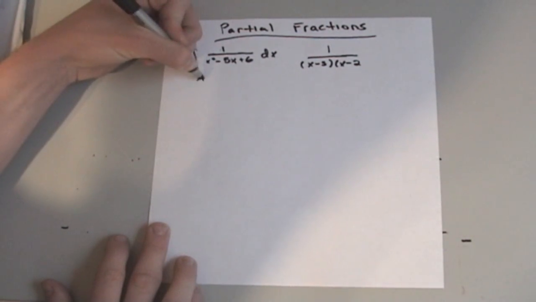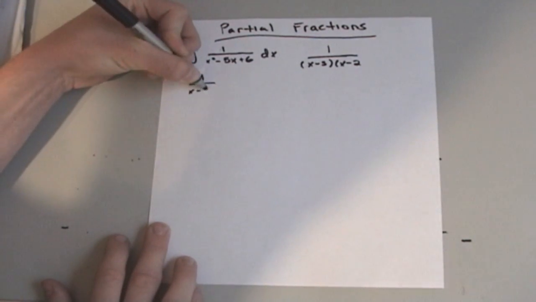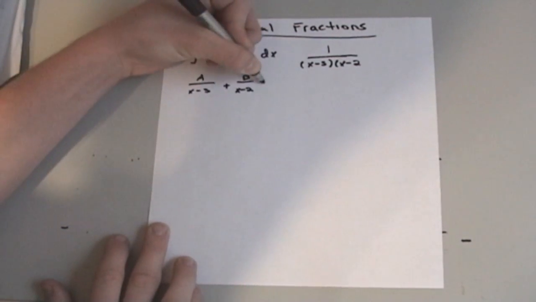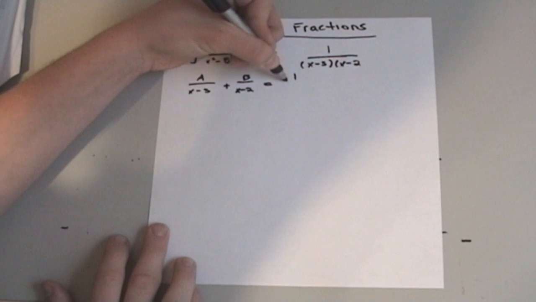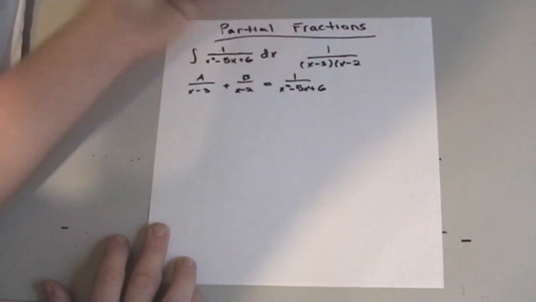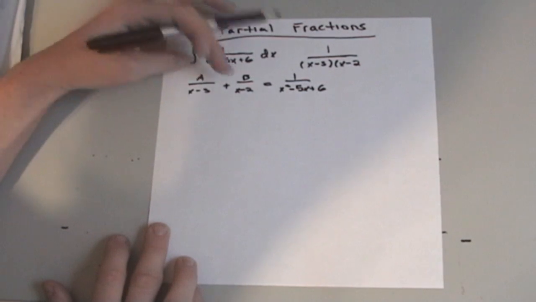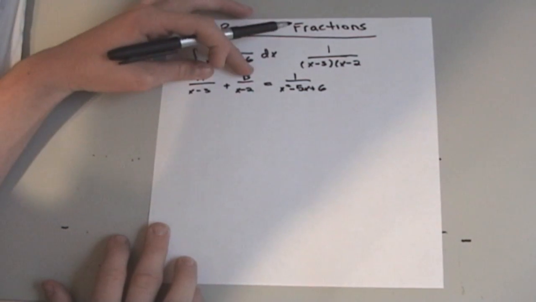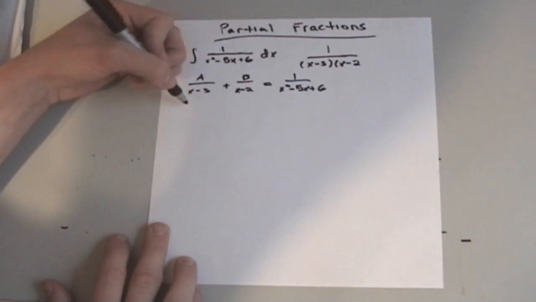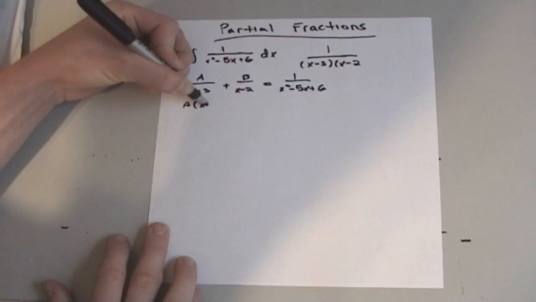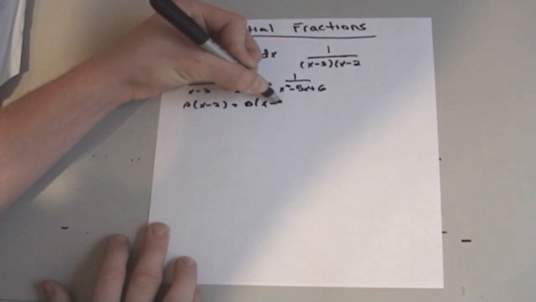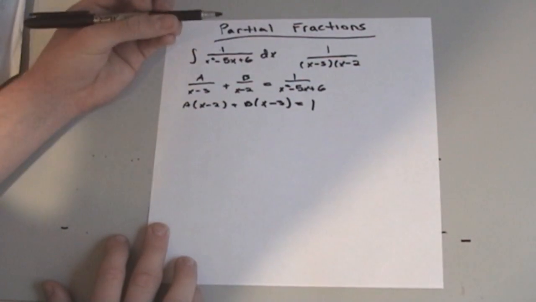And we're going to do this by getting A over x minus 3 plus B over x minus 2, which is the same thing as 1 over x squared minus 5x plus 6. And what we're going to do is try to find out what A and B are. The first thing is to get a common denominator, and that's just going to end up being A times (x minus 2) plus B times (x minus 3), which equals 1.